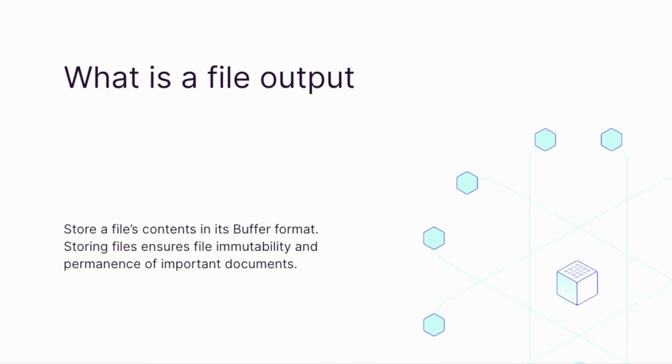So, what is a file output? You can use file outputs to publish a file's contents in its buffer format on the blockchain. Storing files is useful to ensure the immutability and permanence of important documents and media files.